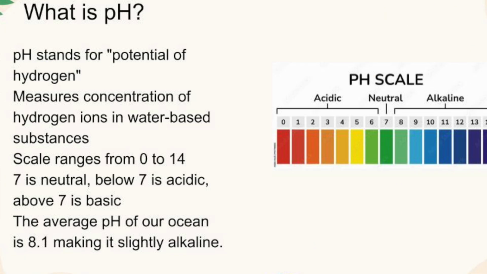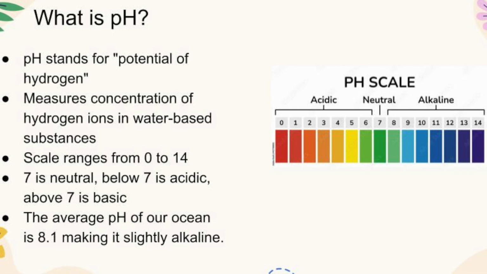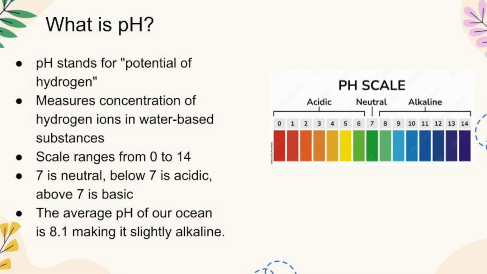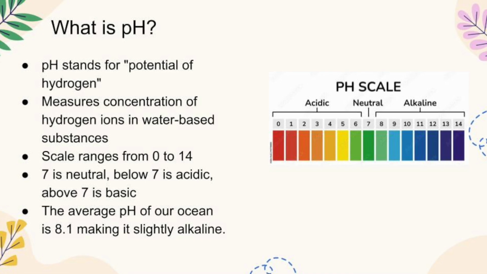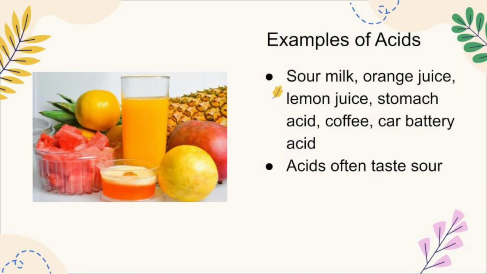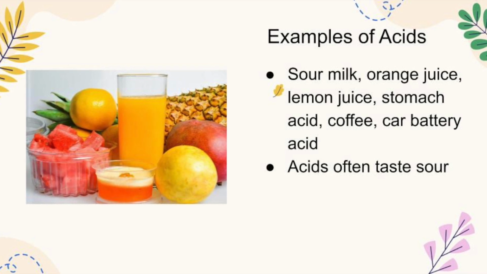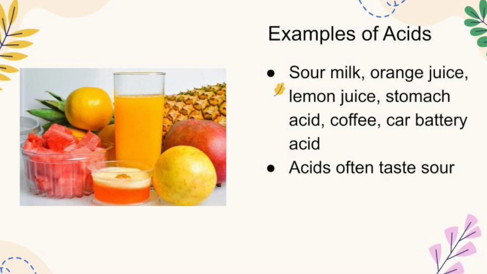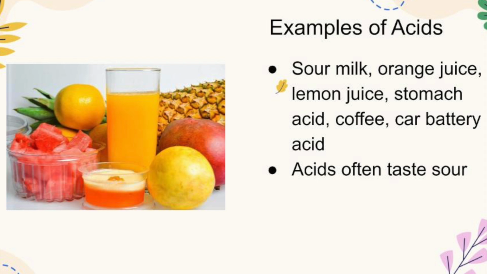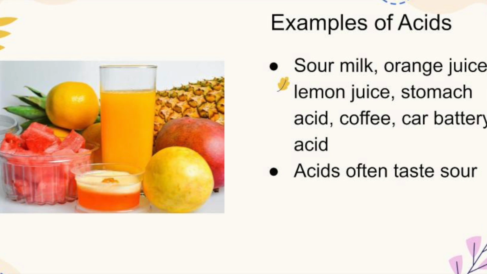pH scale, acids, bases, and neutrals. The acidity is measured by using a pH scale. pH stands for potential of hydrogen. It measures the concentration of hydrogen ions in water-based substances. The scale ranges from 0 to 14. 7 is neutral. Below 7 is acidic, and anything above 7 is basic, also called alkaline. The average pH of our ocean today is 8.1, making it slightly alkaline. Some items that are acidic are sour milk, oranges, lemon, coffee, the acid in your stomach, and the highly acidic car battery, which has a pH close to 0.